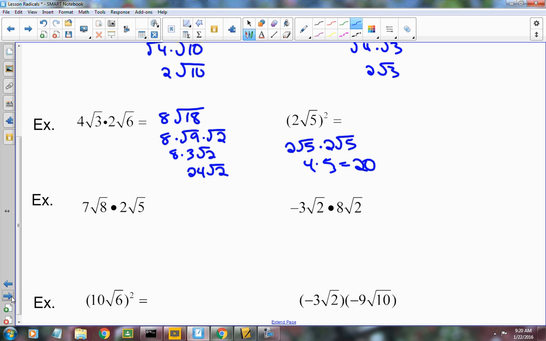All right, here I have 7 radical 8 times 2 radical 5. What do I do? 7 times 2 is 14, and then radical 8 times radical 5 is radical 40. Can 40 be broken down? Yes, we've already done one like that, haven't we? We break it into the square root of 4 times the square root of 10. We take the square root of 4, which is 2, times the 14 that's out front, and so we end up with 28 radical 10.